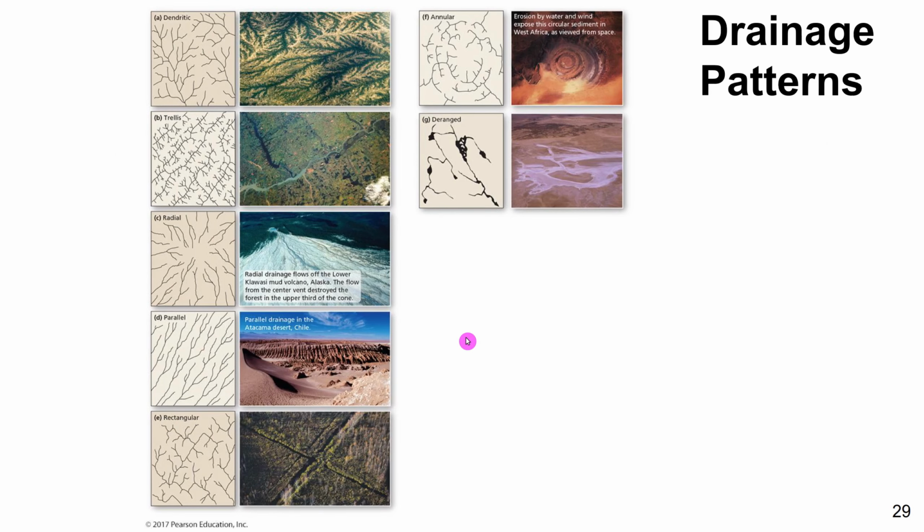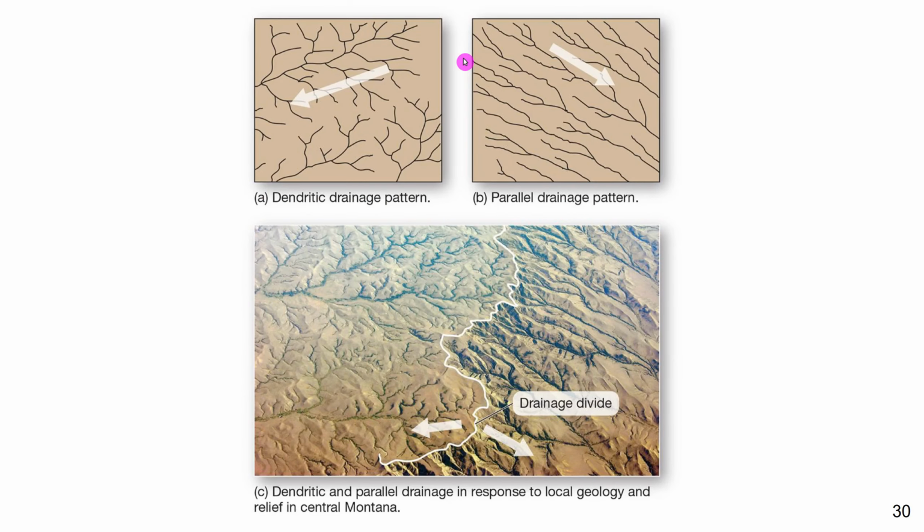So here's from one of the textbooks showing dendritic, what it looks like, just as a diagram, and then on the surface, trellis, radial, parallel, rectangular, annular, and deranged. You don't need to know all of these. We're going to be looking at dendritic, trellis, radial, parallel, and deranged. Rectangular is really rare, and annular is also incredibly rare. They pretty much don't exist. Or there might be 2 or 3 on the whole planet. Not super common. So parallel, where the slopes are steeper. Dendritic, where they're less steep.